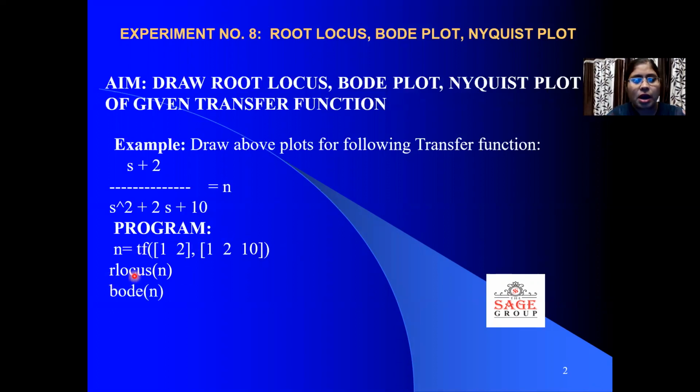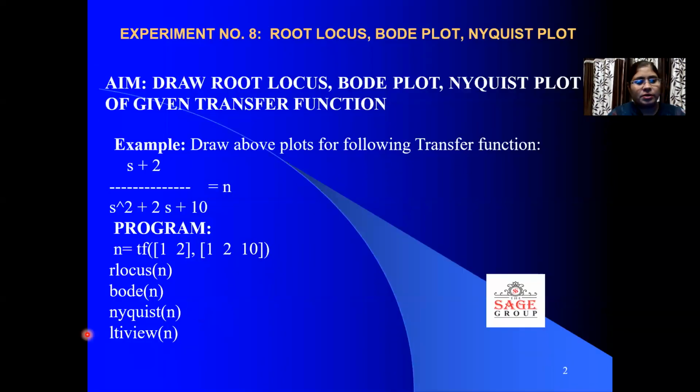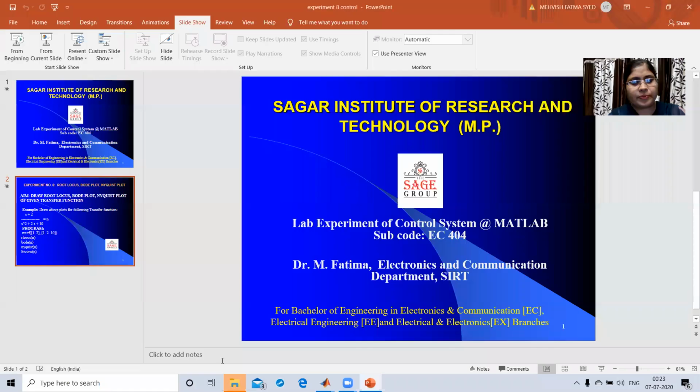Now next command is R locus within parenthesis n. This R locus will draw the root locus. Next command is Bode within parenthesis n. N is the variable of the transfer function. So this Bode will draw the Bode plot. Similarly, the Nyquist within parenthesis n is written here. So this Nyquist command will draw the Nyquist plot. Next is LTI view. Within parenthesis, variable of transfer function is written. This LTI view will return the different number of plots for a given transfer function. So let us start on MATLAB.